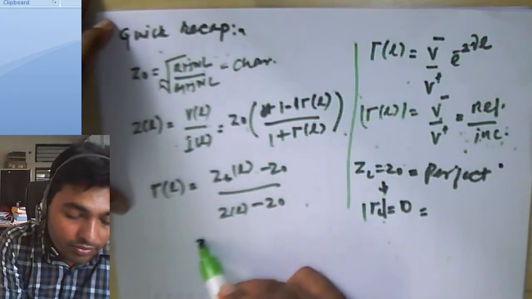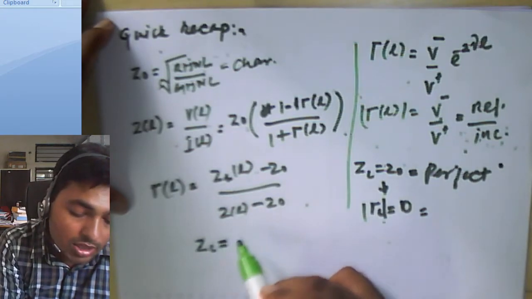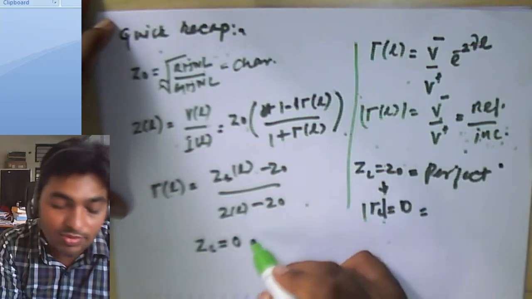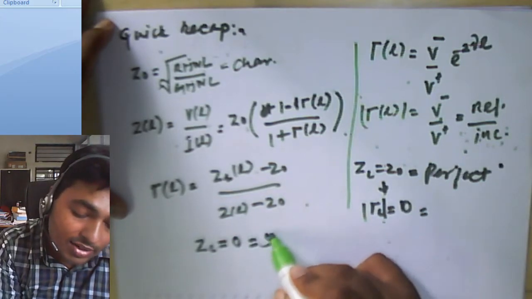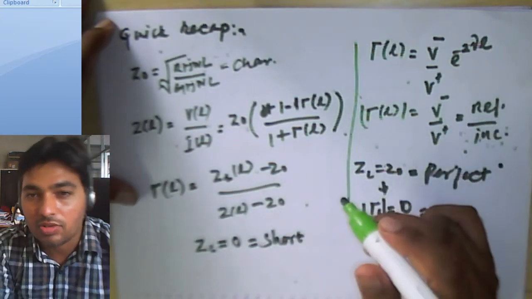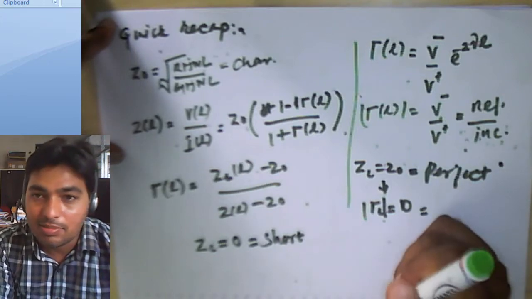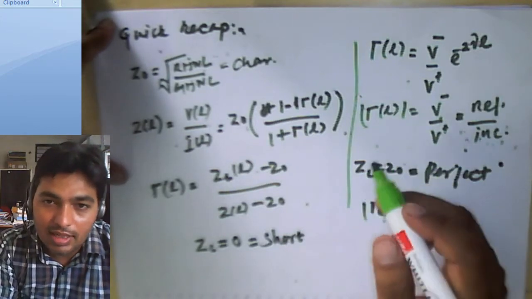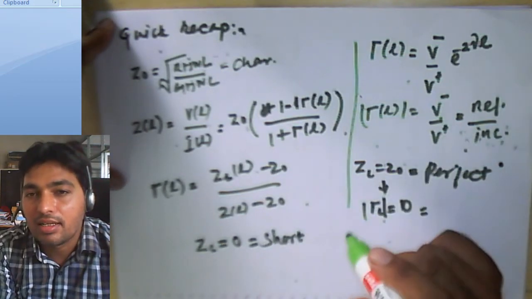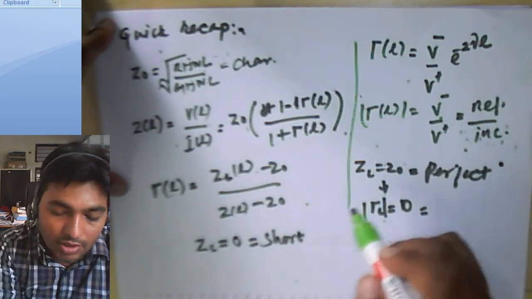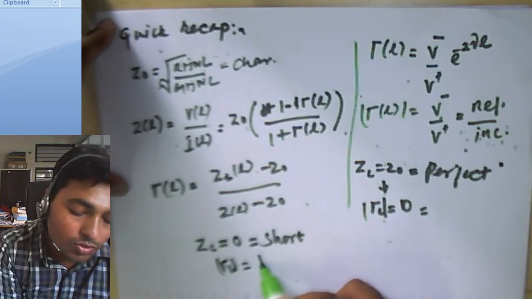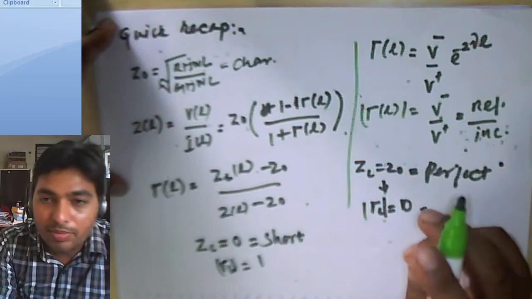Similarly, we found out when ZL is not equal to Z0, let us take ZL is equal to 0, it means we are having a short circuited transmission line. ZL is equal to 0, there is zero impedance, it means it represents a short circuited transmission line. So if we are having a short circuited transmission line, then we have found out the reflection coefficient will be equal to 1. So the magnitude will be equal to 1.